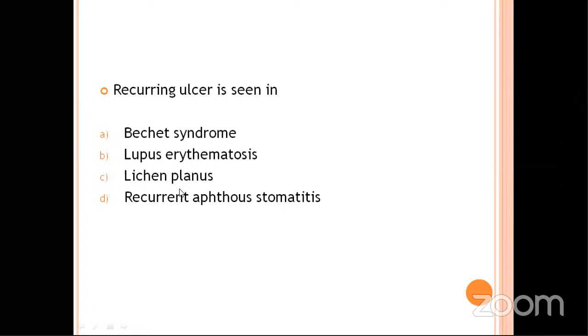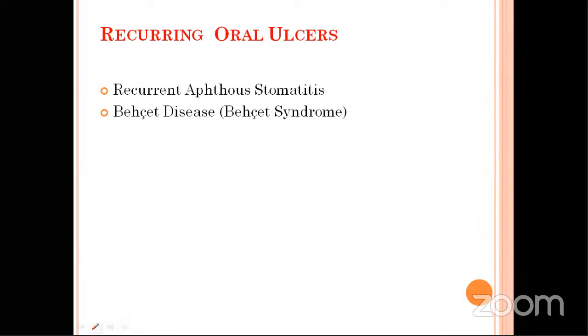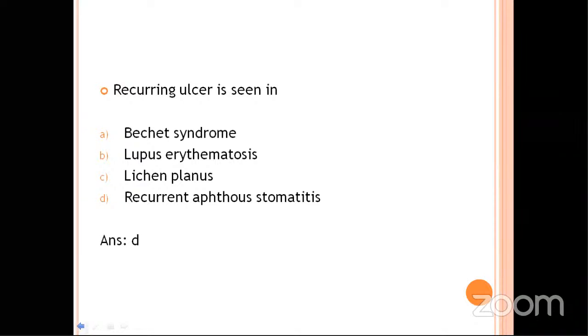Okay, we'll start. Recurring oral ulcer is seen in Behçet syndrome, lupus erythematosus, lichen planus, recurrent aphthous stomatitis. Okay. So the option here is both A and D actually. So there are different types of ulcers. It is actually both. The option is not D alone, it is both A and D.